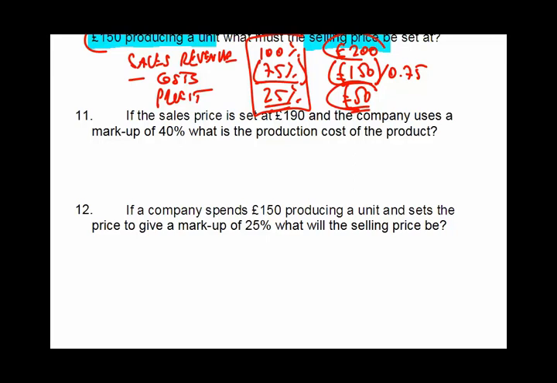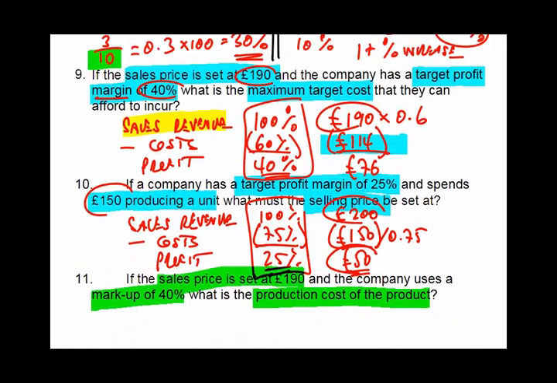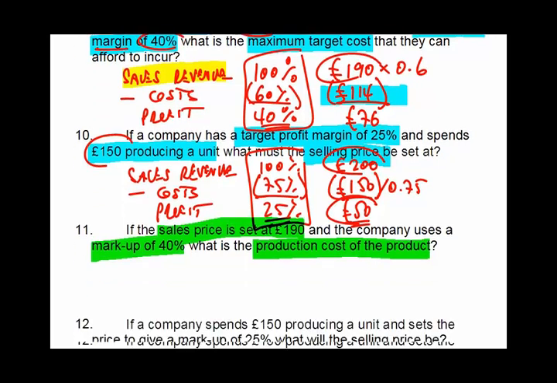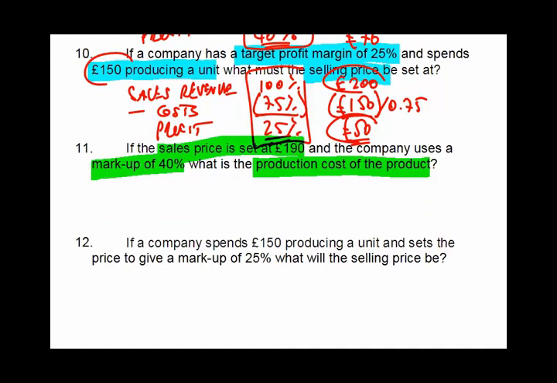Well, what if we do a similar exercise dealing with markups? Now you're going to see some fairly familiar figures here, so let's be careful we don't muddle everything up. We've got a sales price of 190, markup of 40%. What is the production cost of the product? Now actually that's not too dissimilar to example 9, where we had a sales price of 190 and a 40%. The difference is this is now a markup of 40%. And whereas margin is short for margin on sales, markup is short for markup on cost.